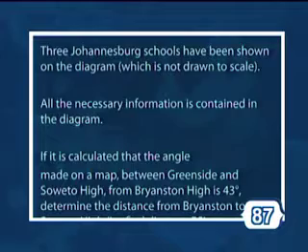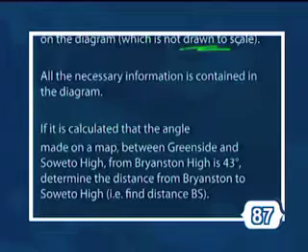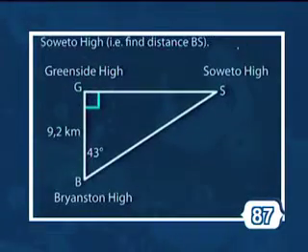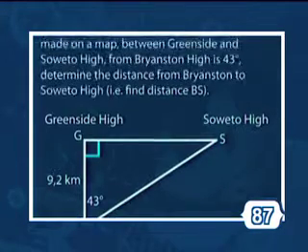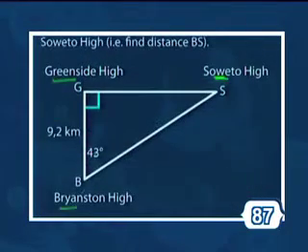There are 3 Johannesburg schools which have been shown on our diagram, and it's important to note here the diagram is not drawn to scale. So what they've done is they've drawn on the diagram Bryanston High, Greenside High and Soweto High. And what they've said is that if it is calculated that the angle made on the map between Greenside and Soweto High from Bryanston is 43 degrees, so therefore we've got Greenside, we've got Soweto, and then the angle formed between the two schools as measured from Bryanston High is 43 degrees.